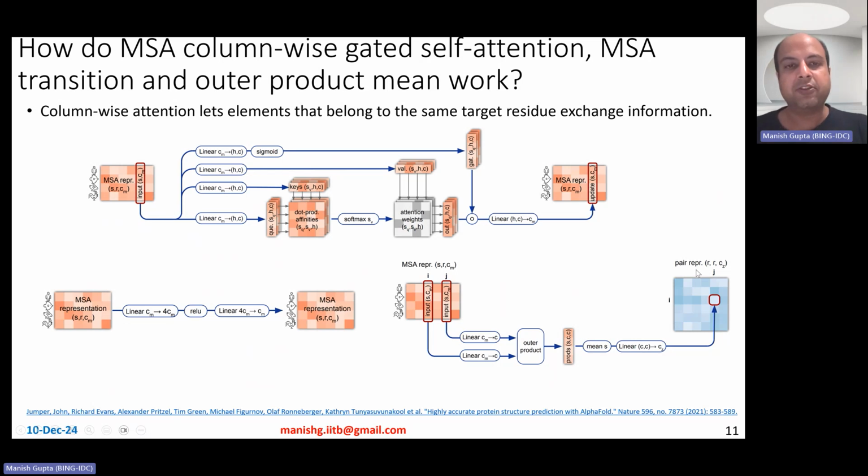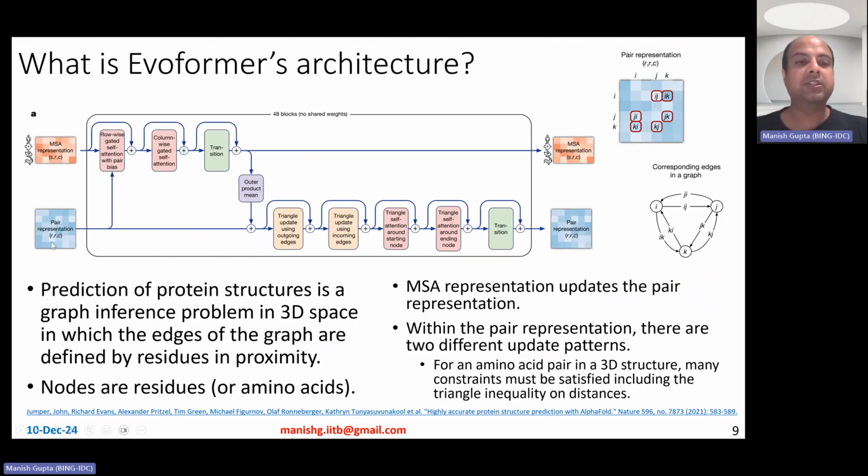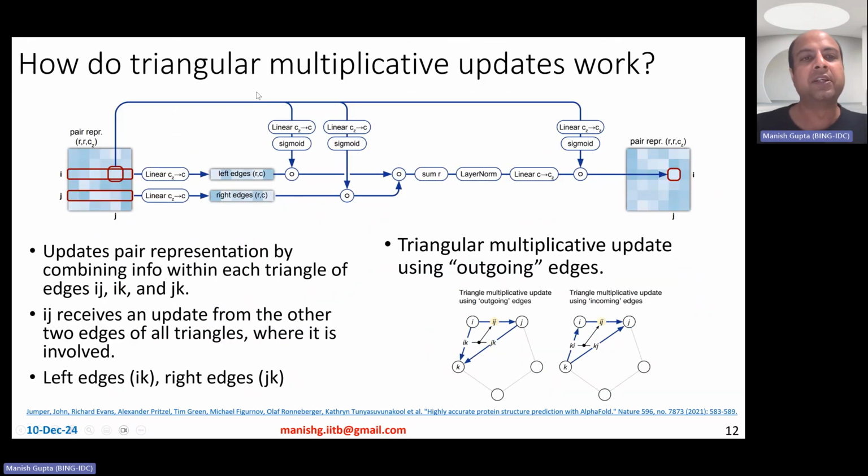Now, of course, this R cross R cross CZ is going to get added to the original pair representation and undergo these triangle updates. We'll talk about these triangle updates one by one, and that will finish off our Evoformer architecture. So how do these various updates happen? What are these triangular multiplicative updates? Remember, the input is pair representation. The output again is going to be pair representation. The size is going to remain the same. So what happens here is the question.